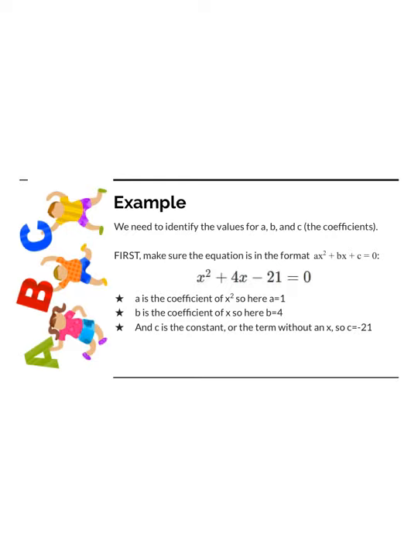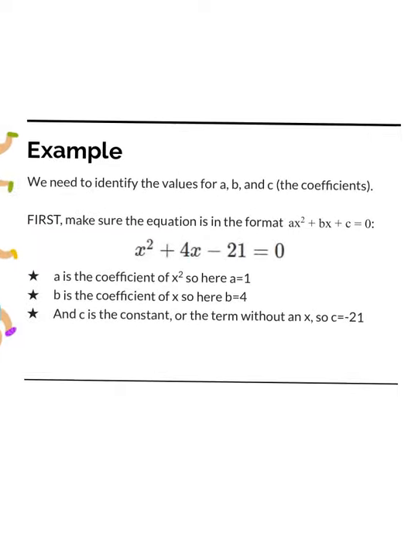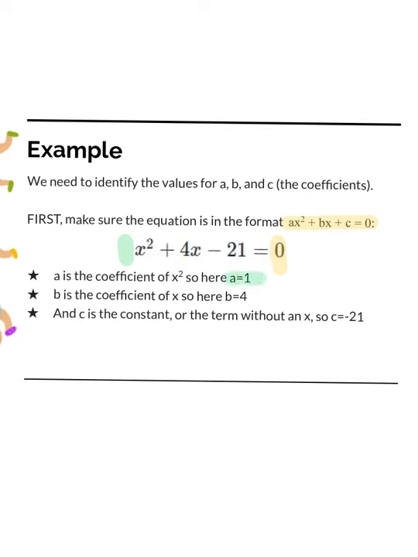Alright, so let's take a look at the example here. So in this example, we have to identify the coefficients for A, B, and C. First, make sure it's in the right form. So I look at this, we got to make sure it equals 0. So it definitely does. So we're okay there. Next thing we need to do is identify what A is. A is going to be the coefficient of x squared. So when I look at that, there's nothing there. So when we think about what the coefficient of x squared is, that's that invisible coefficient of 1. It's not 0x squared, that's 1x squared.